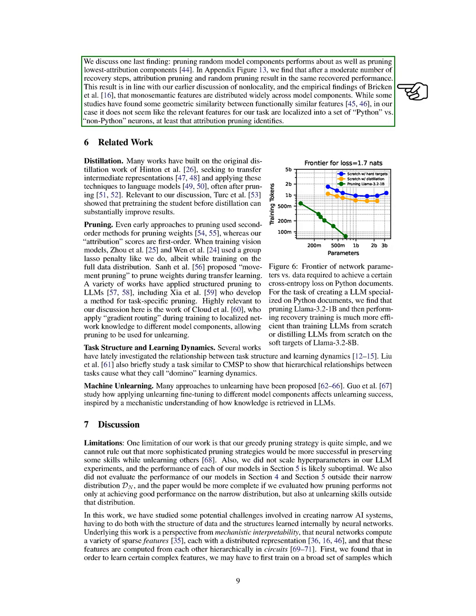Lastly, we discover that pruning random model components yields similar results to pruning the lowest attribution components. After a moderate number of recovery steps, both methods achieve comparable performance, supporting our earlier observations about the distribution of relevant features across model components.